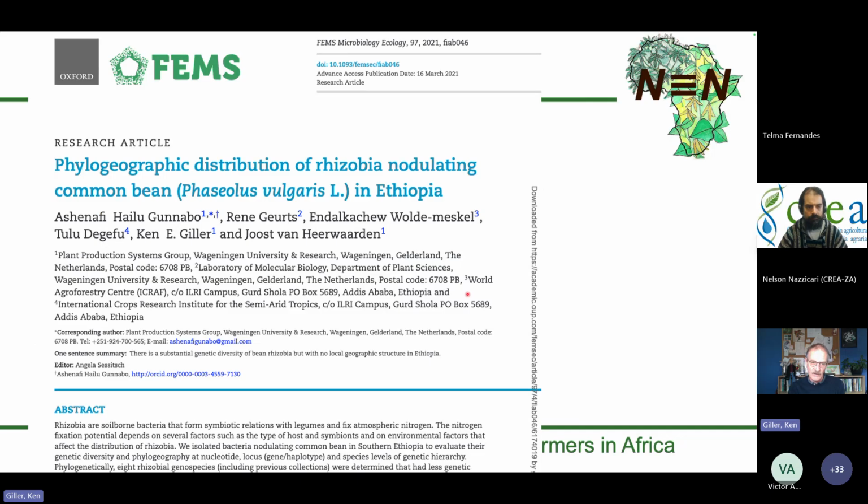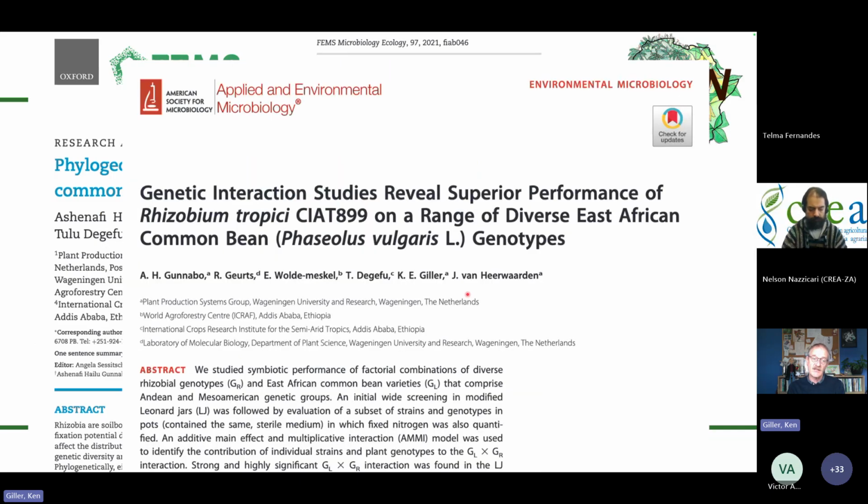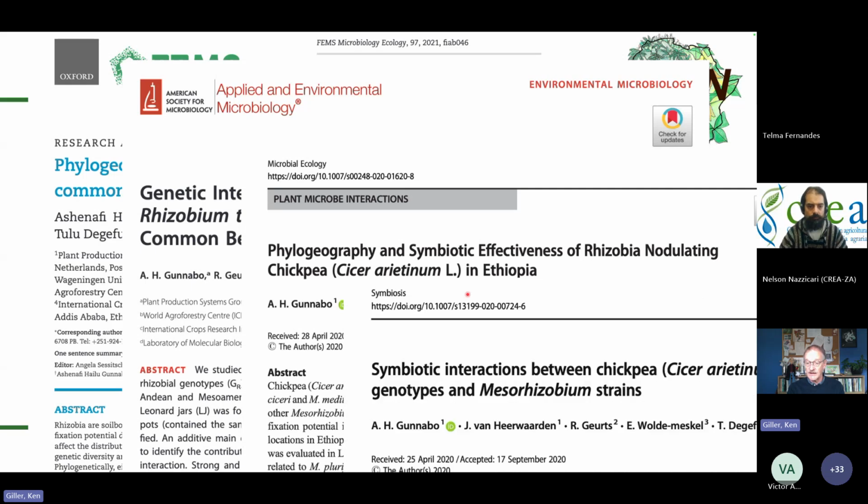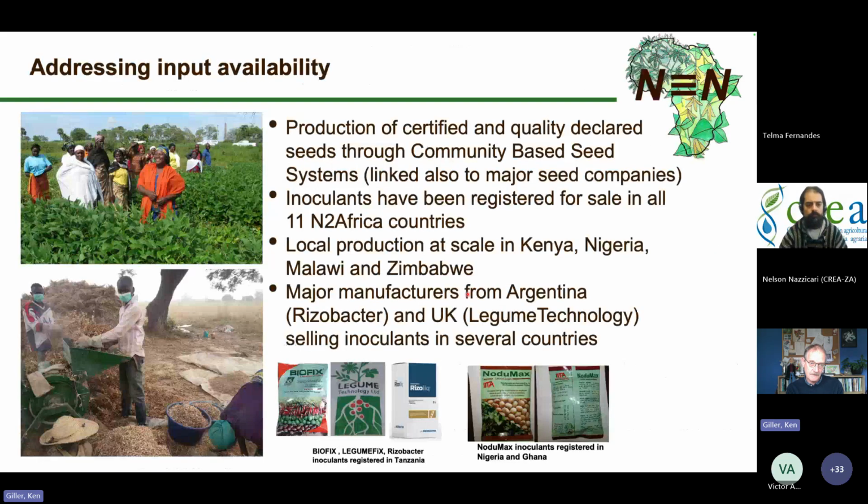Just a few examples looking at distribution of rhizobia, the genetic studies of the different rhizobium strain performance, looking at phylogeography of rhizobia for chickpea from Ethiopia, and then exploring those symbiotic interactions. So a whole range of different trainings of people. And again, I'll mention Ashinafi as we move forward.